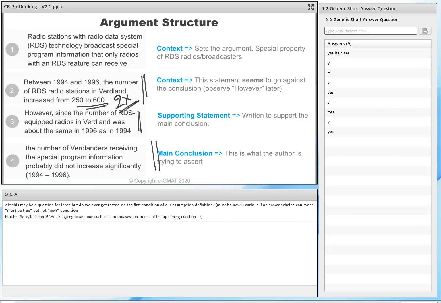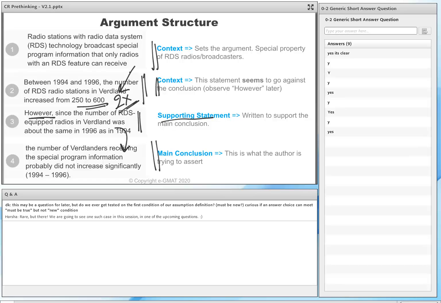If you think about this, it makes the conclusion more believable. It's a supporting statement, and you can see there's the word however between statement 3 and statement 2, which means that this statement goes against the main conclusion. Why? Logically also, it seems to go against the main conclusion, because if you have more transmitting stations, you would assume that more people will receive it, but that's not the case.